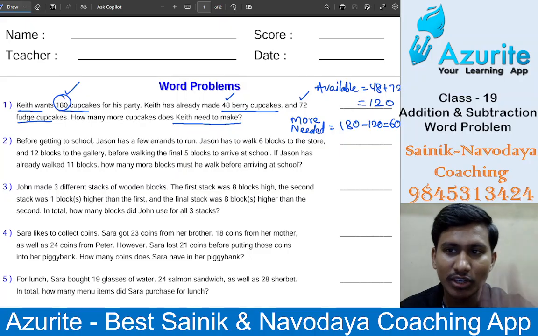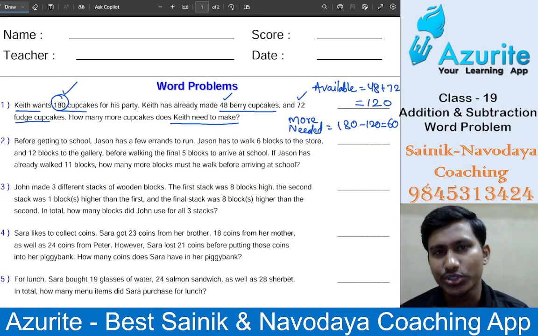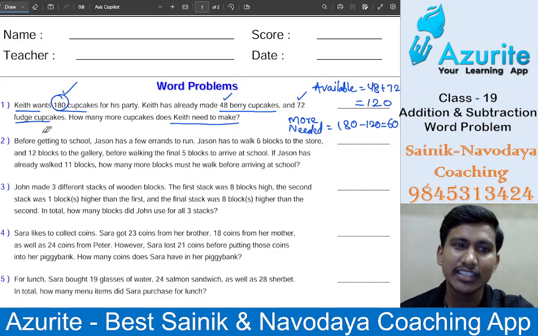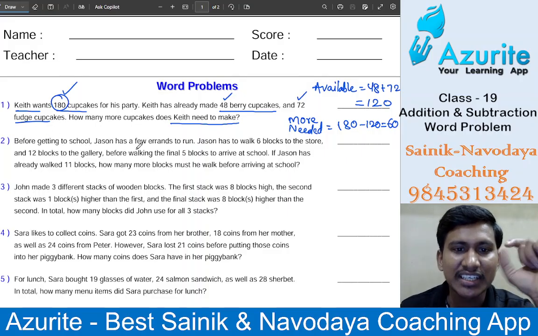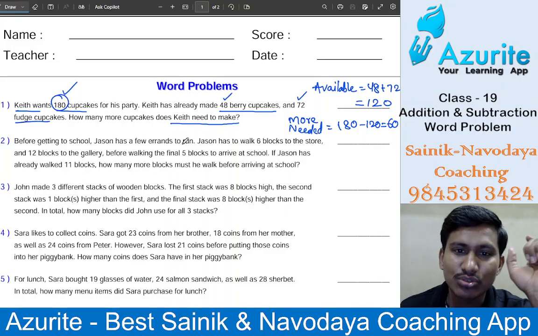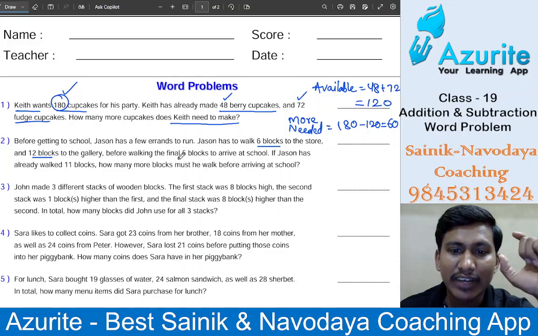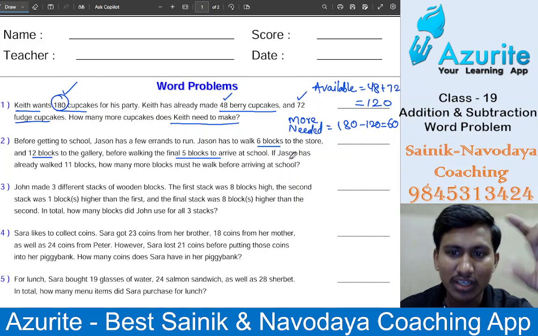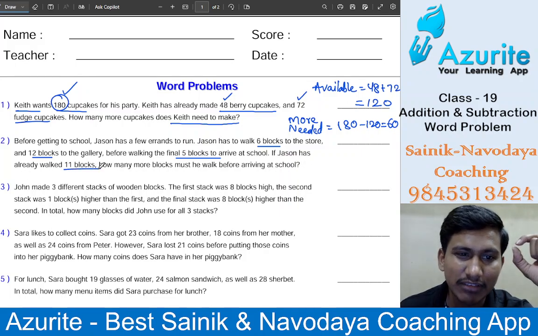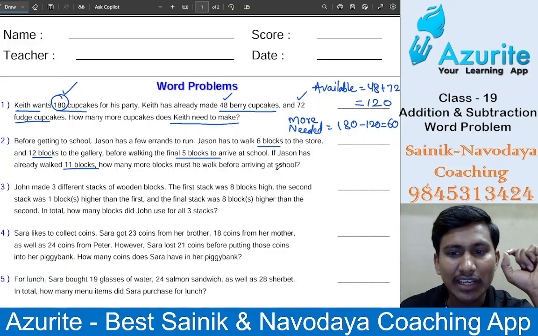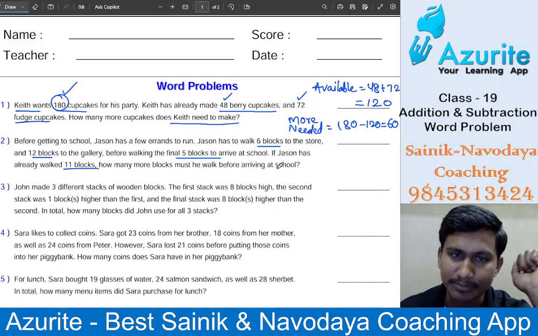Okay, got it? So one more question I will solve, students. That is the second question. So what is the second question here? Before getting to school, Jashan had a few errands to run. Jashan had to walk 6 blocks to the store and 12 blocks to the gallery. Before walking the final 5 blocks to arrive at school, if Jashan had already walked 11 blocks, how many more blocks must he walk before arriving at the school? So that is the question.